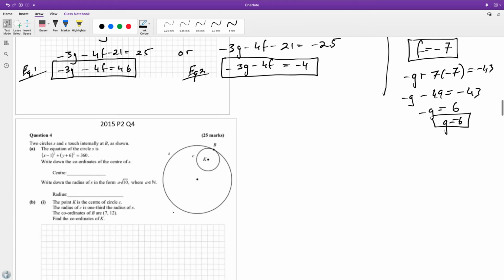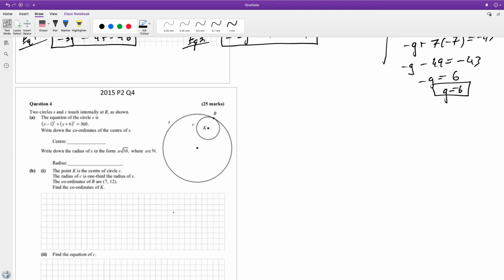Right, last one of these. 2015 paper 2 question 4. 2 circles, S and C, touch internally at B as shown in the diagram. Circle S is x minus 1 squared plus y plus 6 squared is equal to 360, so that's the big one. Write down the coordinates of the center of S, write down the radius of S. Alright, off you go, write down the center and radius. Should do that straight.